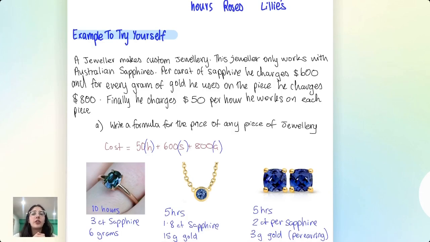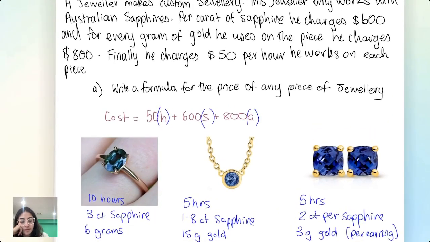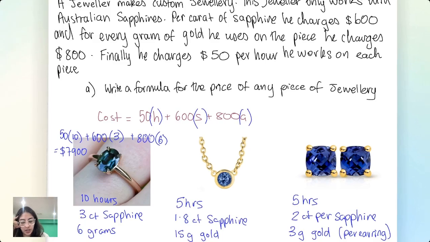Alrighty, guys. So now we're going to go through the answers. So Sophia, can I get you to walk me through just the first one, please? So, in your calculator, you do 50 bracket 10, close bracket, plus 600, bracket 3, close bracket, and 800, bracket 6. Beautiful. And what did you get when you plugged that in? 7,100. Okay. Amazing. 7,100.